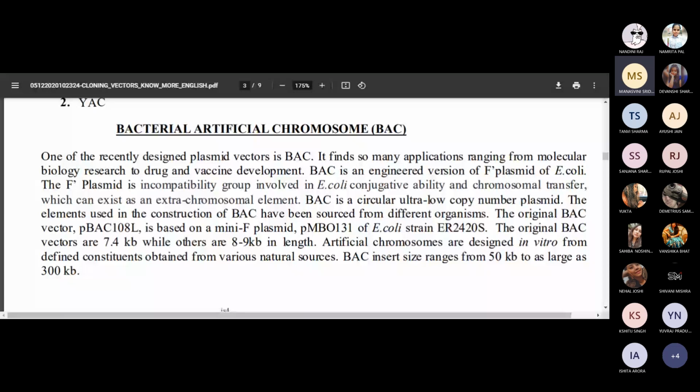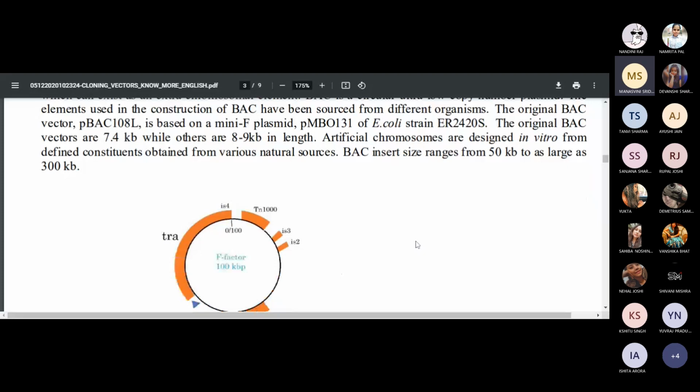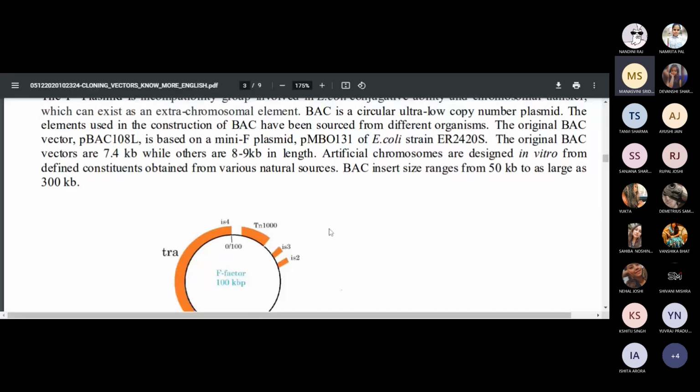BAC is a circular ultra low copy number plasmid. The elements used in the construction of BAC have been sourced from different organisms. The original BAC vector, pBAC108L, is based on a mini F plasmid, pMBO131, of E. coli strain ER2420S. The original BAC vectors are 7.4 kb, while others are 8 to 9 kb in length. Artificial chromosomes are designed in vitro from defined constituents obtained from various natural sources. BAC insert size ranges from 50 kb to as large as 300 kb.